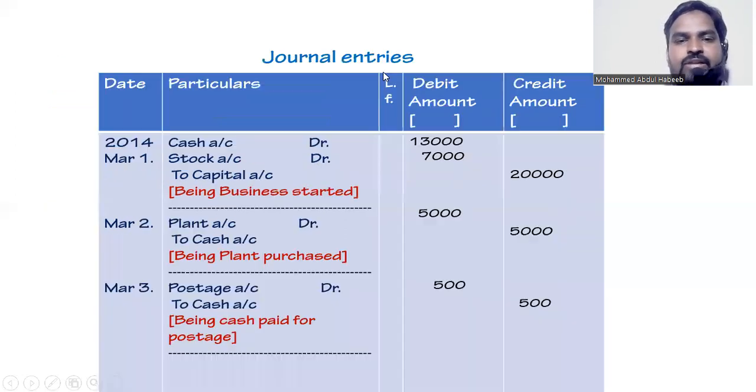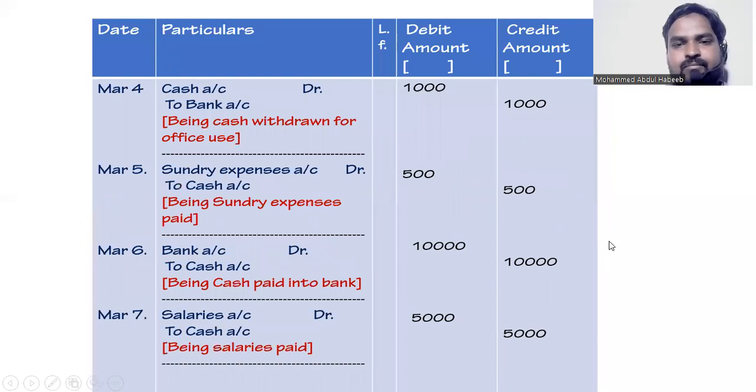The heading will be taken as journal entries, the format for which is date, particulars, LF, which stands for ledger folio, debit amount rupees, credit amount rupees. This was our first journal entry on 2014 March 1 as cash account debit 13,000, stock account debit 7,000 to capital account 20,000, followed by the narration being business started. After completion of the journal entry, we'll draw a line like this, and subsequent journal entries will be recorded one after the other, which is on March 2nd, March 3rd, March 4, March 5, March 6, and then the last journal entry was on March 7.